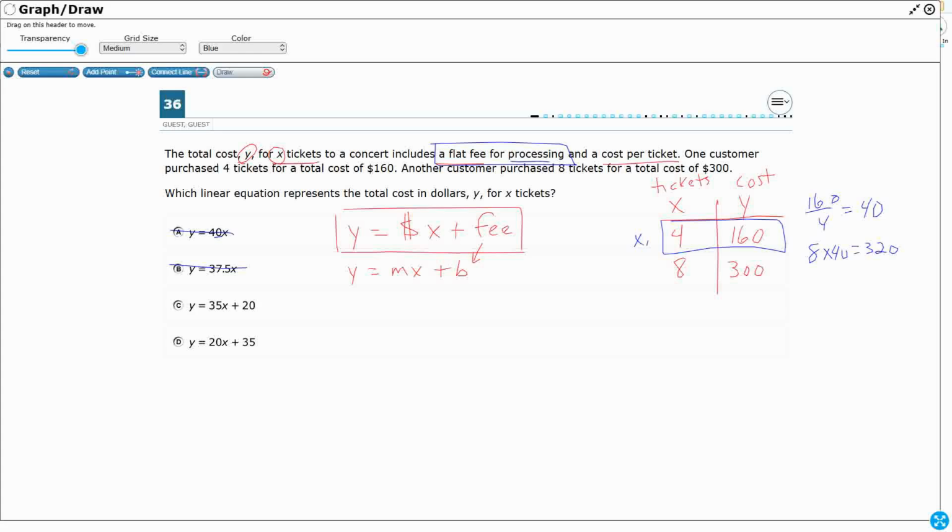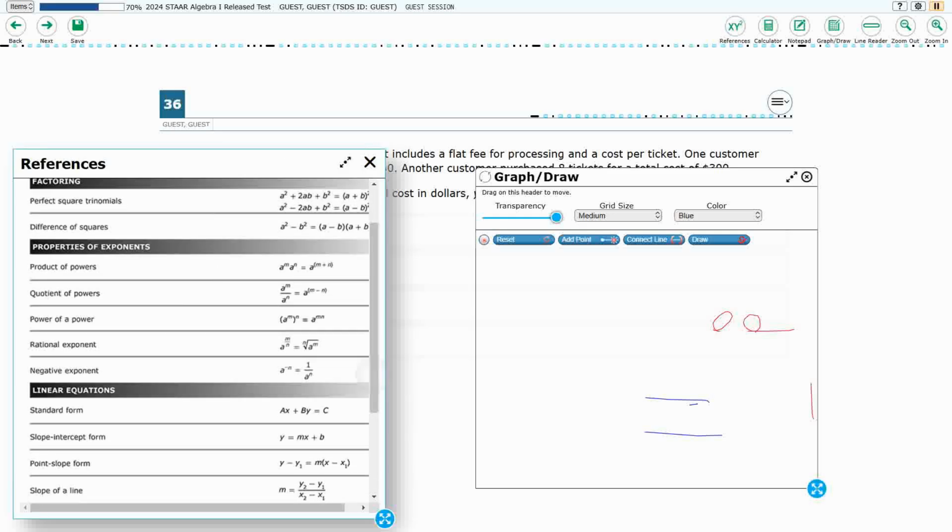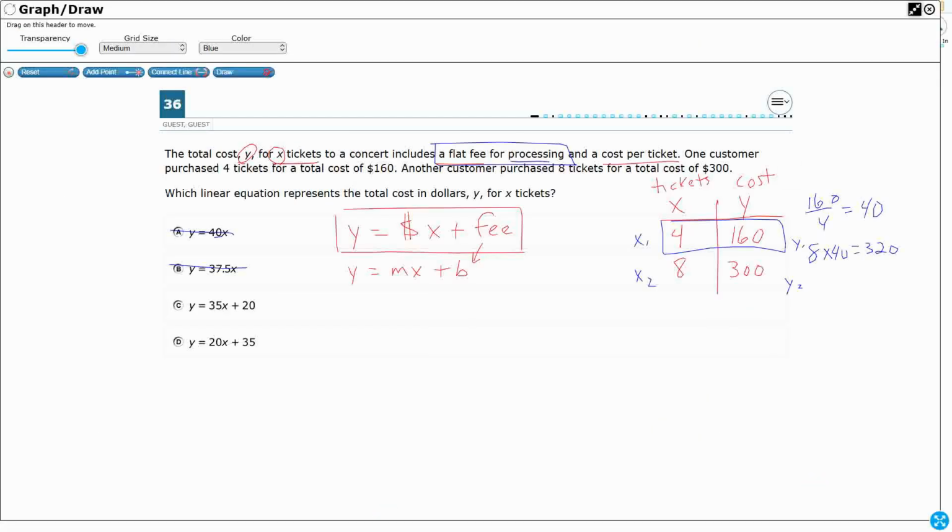We've got an x sub 1 and a y sub 1. We've got an x sub 2 and a y sub 2. So we can find our rate, right? And that's going to be that slope of a line, y sub 2 minus y sub 1 over x sub 2 minus x sub 1 at the very bottom there. So let's do that. So my m is going to be the change in y. So let's do 300 minus 160 over, and then I've got my x sub 2, 8 minus 4.